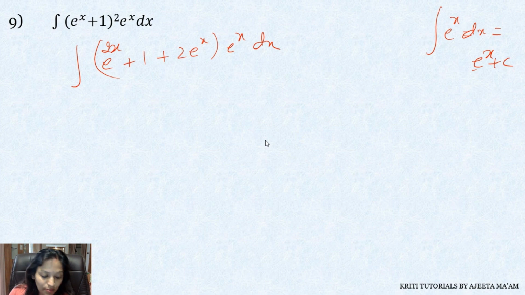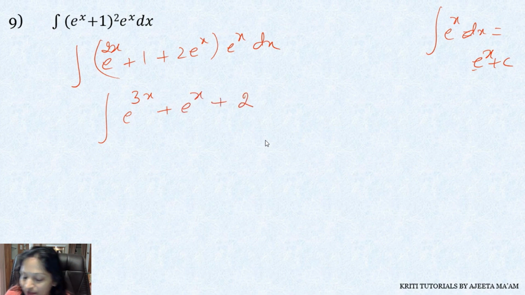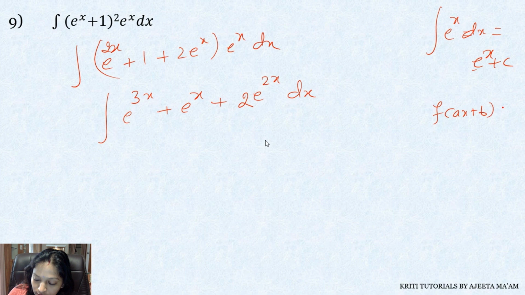Now we are going to multiply it. Okay, so what will you get? Exponential 2x plus x. So we get, I write it clearly, 3x. 1 exponential x, then 2 exponential x into exponential x. What will it become? Now if I use the property f of ax plus b का integral क्या होता है? That is 1 upon a integral of the function.